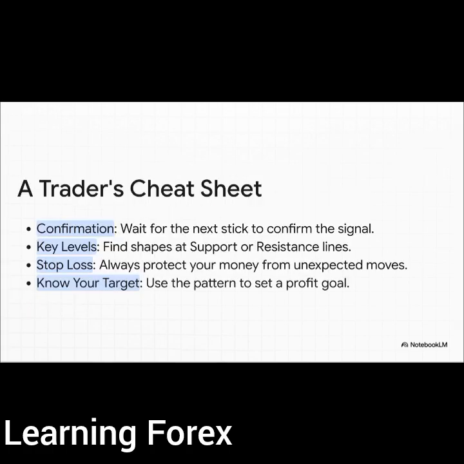Okay, rule number 1, confirmation. Don't jump the gun on a signal. Wait for the very next candle to prove that the story is true. Second, context is everything. A pattern is way more powerful if it shows up at a known floor or ceiling for the price. Third, and this is absolutely crucial, always use a stop loss. This is your safety net in case the story takes an unexpected plot twist. And finally, know your target. Use the size of the pattern itself to help set a reasonable goal for your trade.